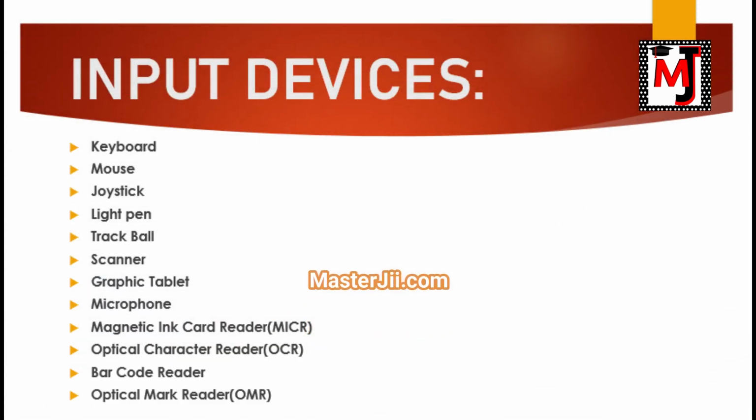As on your screen, a list of input devices is shown. First is keyboard, then mouse, then joystick, then light pen, then trackball, then scanner, then graphic tablet, then microphone, then magnetic ink card reader, that is MICR, then optical character reader, OCR, barcode reader, then optical mark reader, OMR.